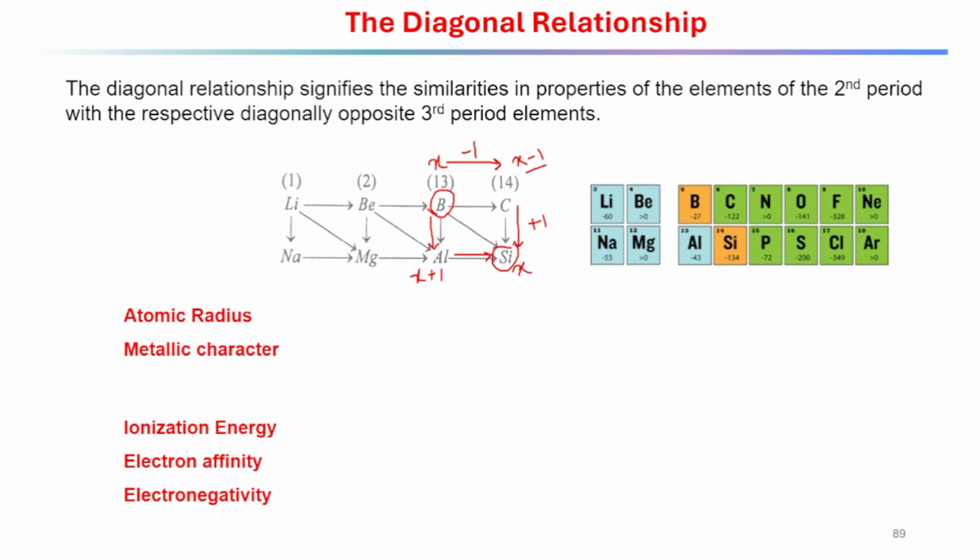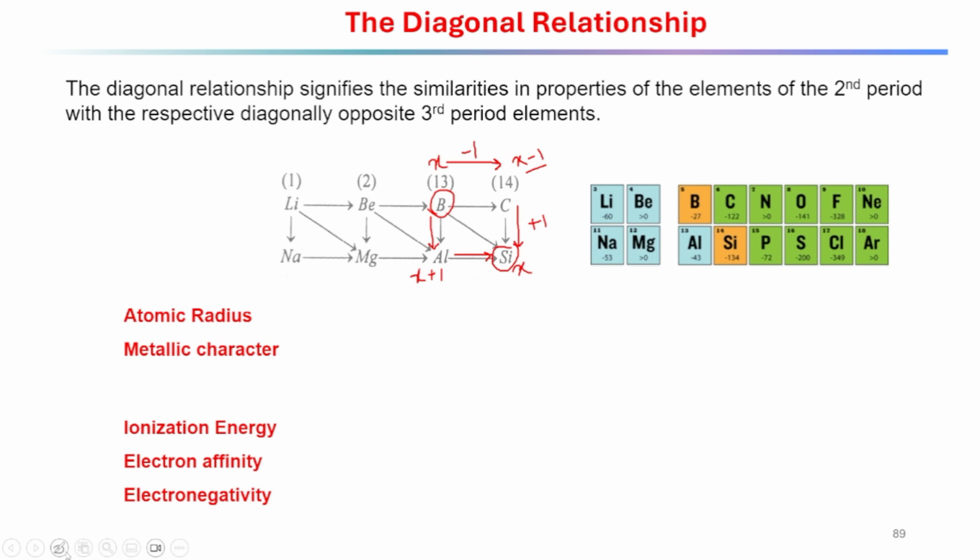So that's why, if we see the diagonal relationship, if we go diagonally in the periodic table, we find that most of the properties are very close to each other. And yes, this works for lower atomic weight, low atomic number elements. So we have seen that atomic radius and metallic character decrease along the period from left to right and increase along the group from top to bottom, right?